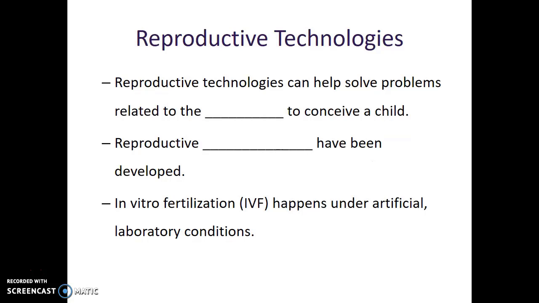Reproductive technologies can help solve problems related to the inability to conceive a child. One example of these technologies are reproductive pharmaceuticals. Everything from Viagra to medications which cause women to ovulate more than one egg each ovarian cycle. These pharmaceuticals can increase the likelihood of fertilization and implantation occurring.